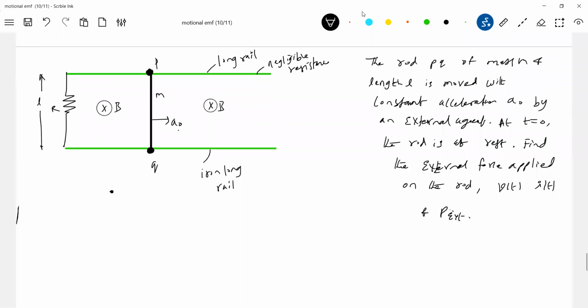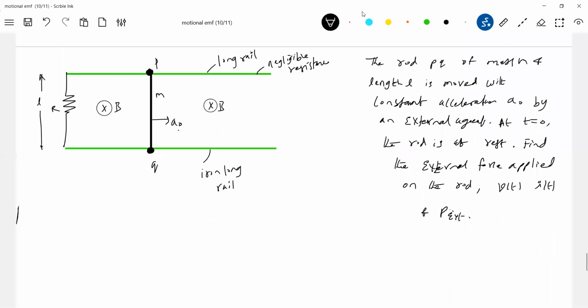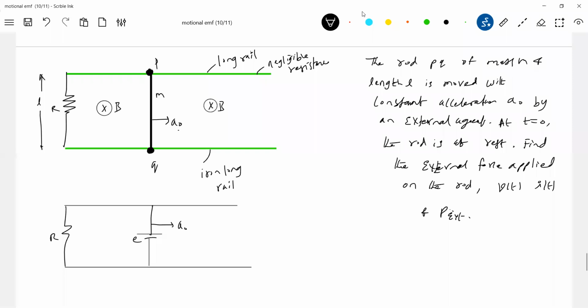The rod must be moved with constant angulation. The moving rod will behave like a cell. There's the EMF, there's the resistor R. So what is the strict condition? The acceleration must be constant.